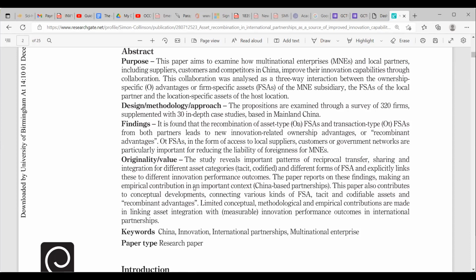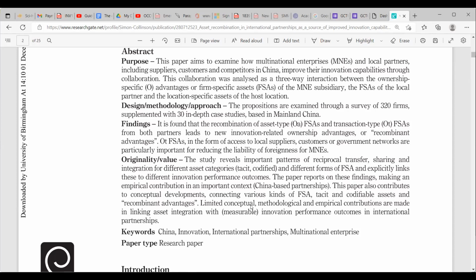Okay. So the paper reveals the pattern of reciprocal transfer, sharing, and integration. No, it said the paper reports on these findings making an empirical contribution, because the research at the end of the day should be able to contribute what? To practice, and also what? Theory. The paper reports on these findings making an empirical contribution in an important context, China-based partnership, right? This paper also contributes to conceptual development, theory, connecting various kinds of PSA, tacit, codified assets, and recombinant advantages.